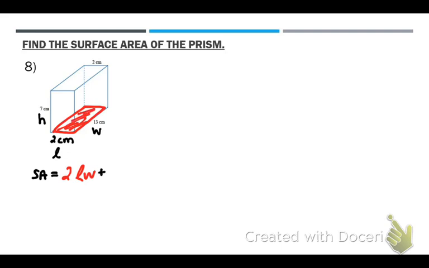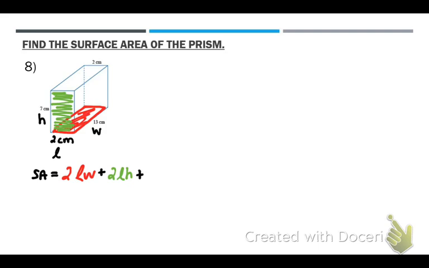Plus then we're going to also add in 2 times the length times the height, which you can see this. And remember, we always have 2 of these because that's going to be the same thing as this back here in the back, okay? Remember, prisms have a top and a bottom, 2 bases. Plus, we've got to add in one more thing.